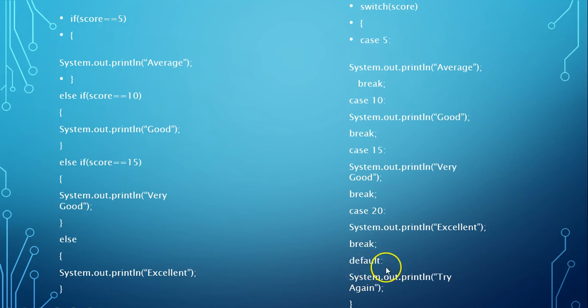Now here I have mentioned default. So default is any other value except for 5, 10, 15 and 20. In that case, you are printing a message saying try again. Now let us execute this program on Notepad.